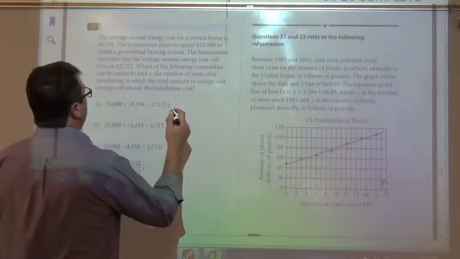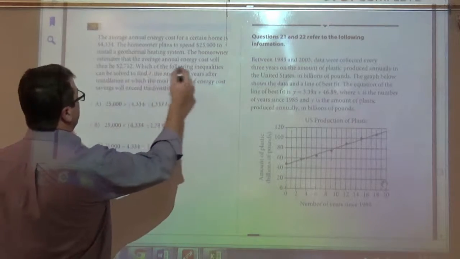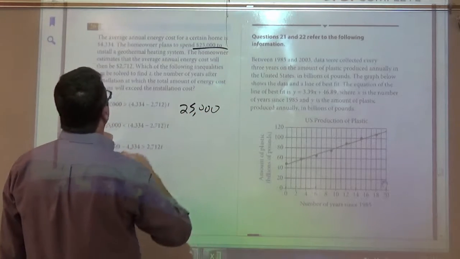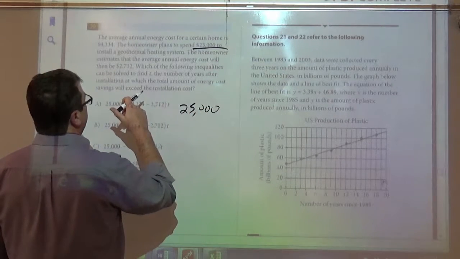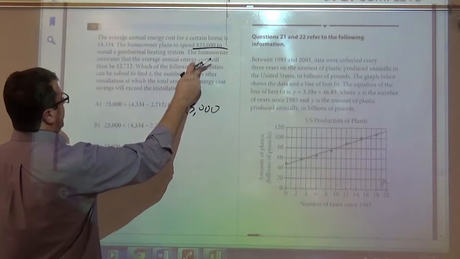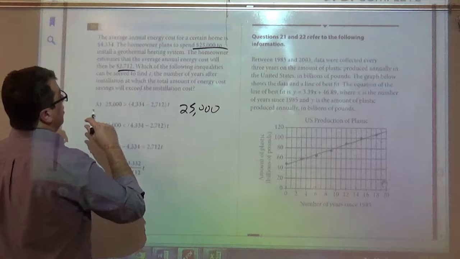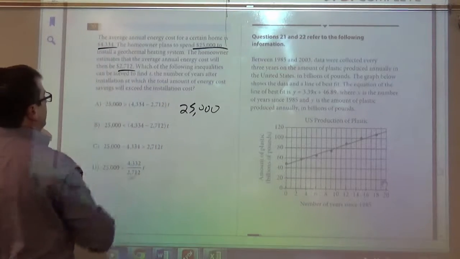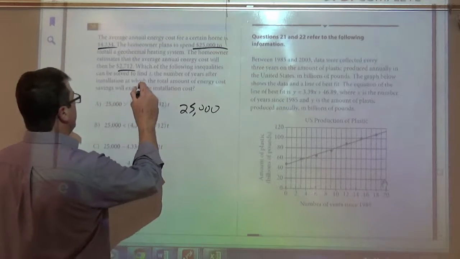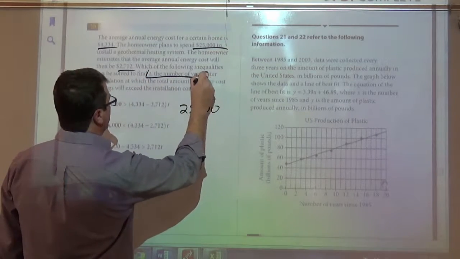Alright, so installation cost. They're going to spend $25,000. And average annual energy cost will be $2,700. Current is that. And T is the number of years.